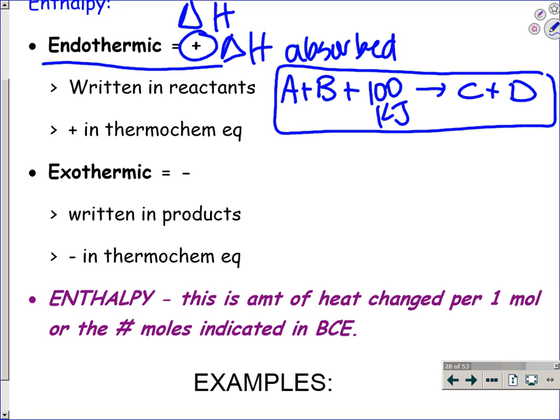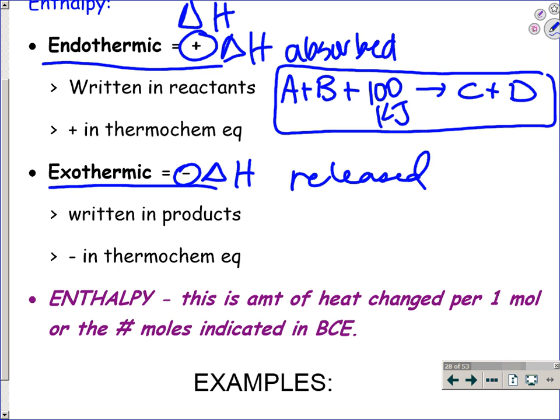For the exothermic reaction, we have a negative delta H, so what would be the terminology we could use here? Released, so energy is released. And how could I rephrase this reaction? Put the 100 on the product side, right? A plus B yields C plus D plus 100 kilojoules.